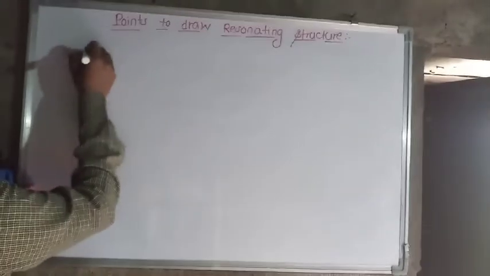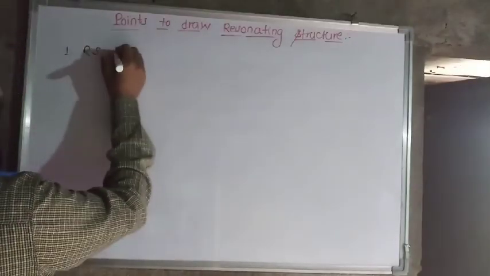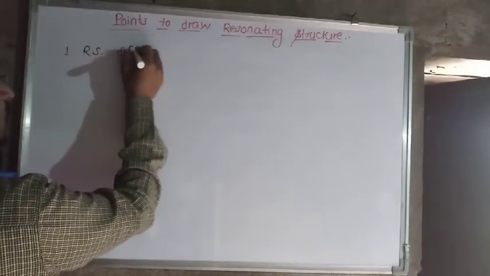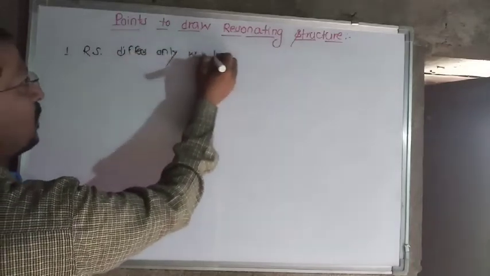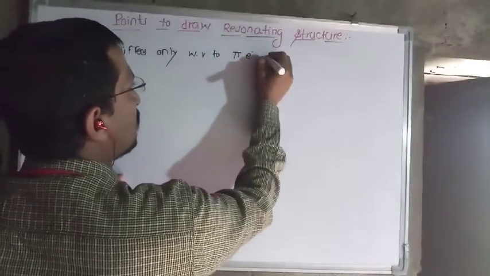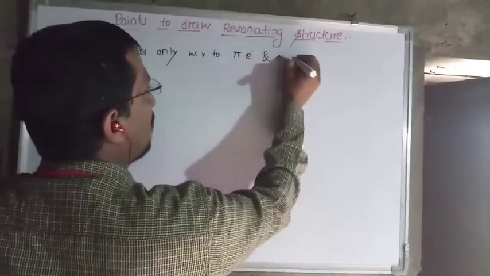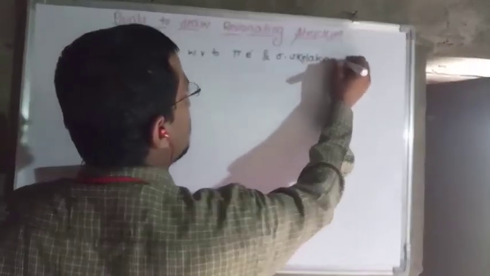Now the first point for writing the resonating structure: resonating structures, in short I will write RS from here onwards, differ only with respect to pi electrons, and their sigma bond skeleton remains the same.